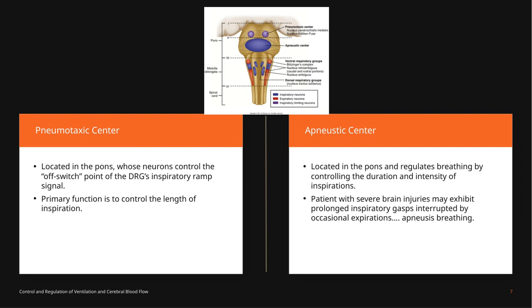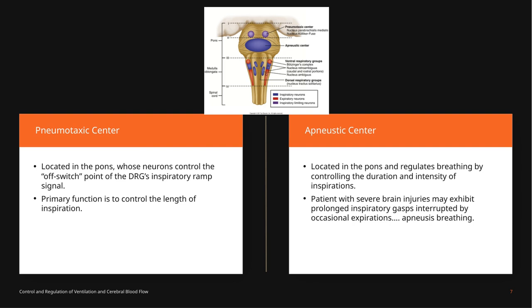One of the most important components within this regulation system is the pneumataxic center. Located in the pons as well, it fine-tunes our breathing by controlling how long and how intense each inspiration is. This becomes particularly relevant in certain conditions, such as in patients with severe brain injuries. These individuals may experience prolonged gasping breaths that are interrupted by brief expirations, a pattern known as apneusis breathing. This abnormal breathing pattern highlights how delicate and finely balanced the regulation of respiration truly is.